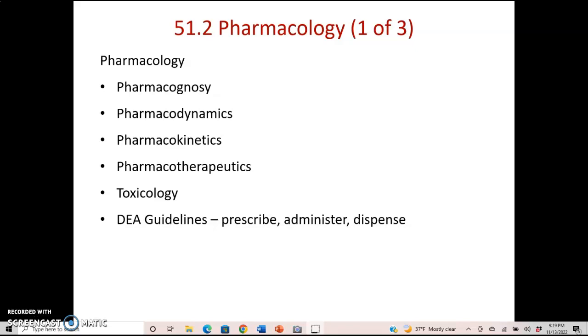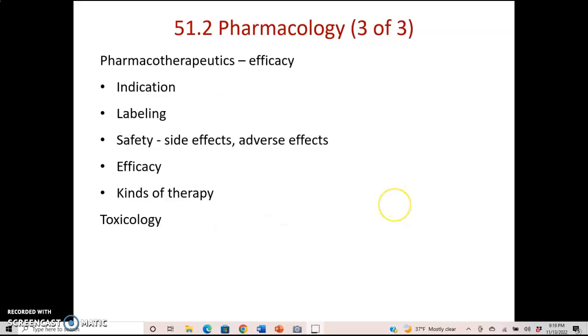Excretion describes the manner in which the body gets rid of the drug. Most drugs are eliminated through the urine, but can also be eliminated through feces, perspiration, saliva, bile, breast milk, or even breathing. Pharmacotherapeutics is a study of how drugs are used to treat disease. This area of pharmacy is sometimes called clinical pharmacology, and we talk a lot about safety, efficacy, labeling, etc. in this particular branch of pharmacology.